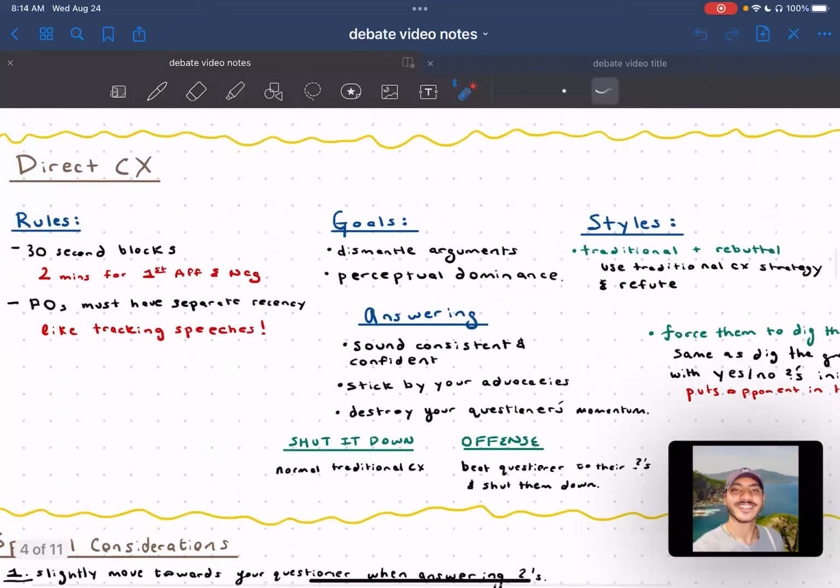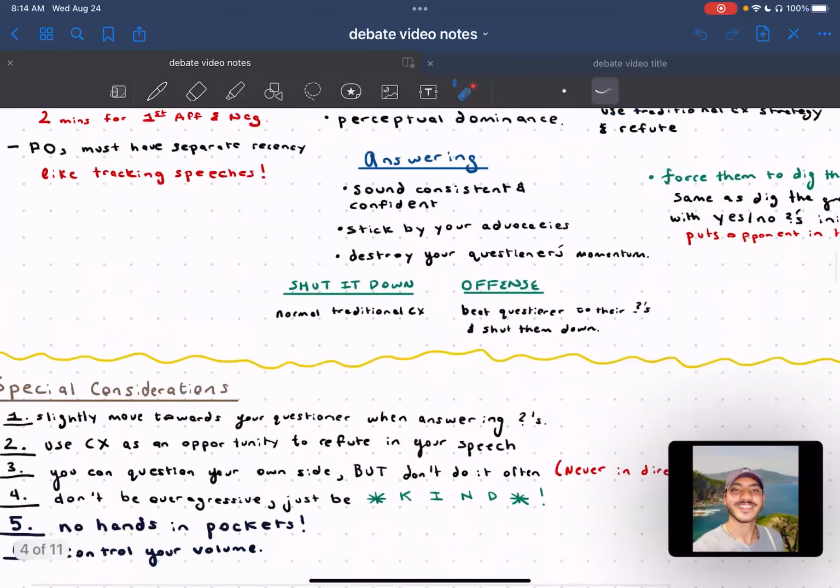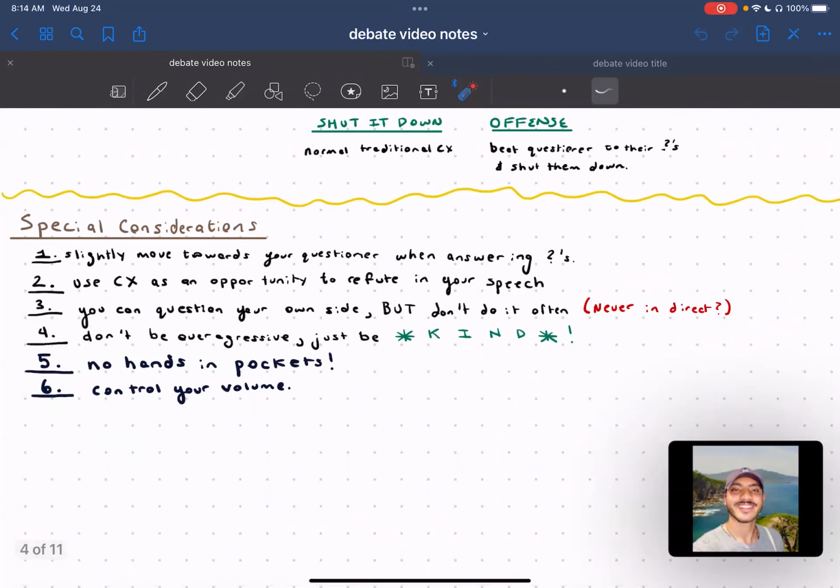So that's the whole overview of direct cross-examination period. Now, there are several special considerations that we should make. First one is to slightly move towards your questioner when answering questions. Again, don't invade their personal space, but it is important to show that you are truly listening, and by moving towards your questioner, that's a sign of that.